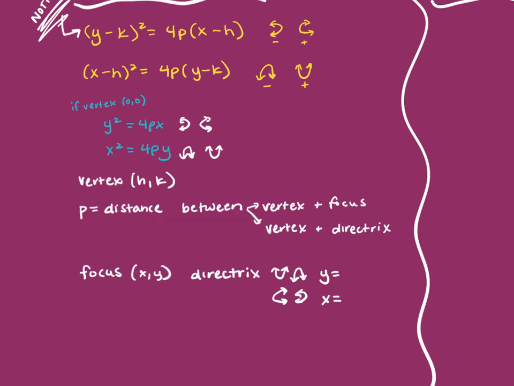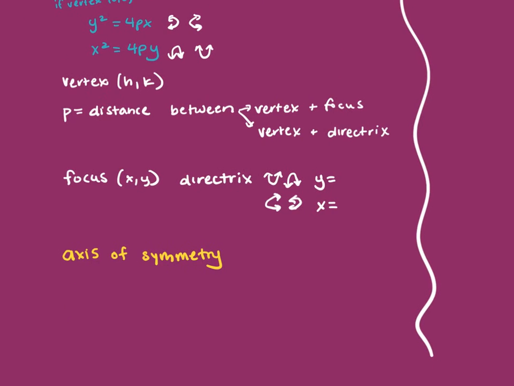The quiz is also going to ask you for your axis of symmetry. So it's been a while since we did that. That goes back to the parabola. So the axis of symmetry, if it's vertical, so the x is squared, it is an x equals the h, because it's going to run through the vertex. If it's a y squared, so it opens left or right, it's a y equals the k.